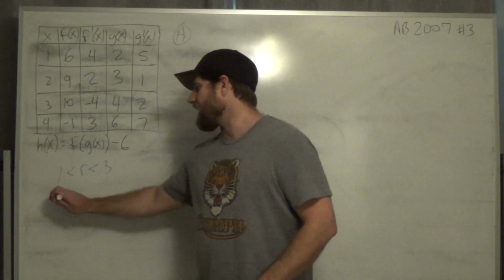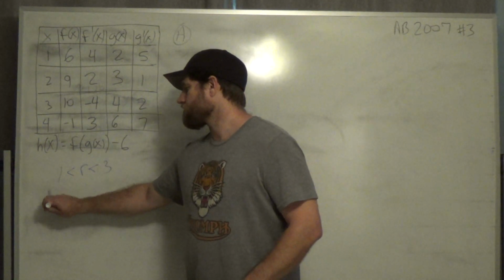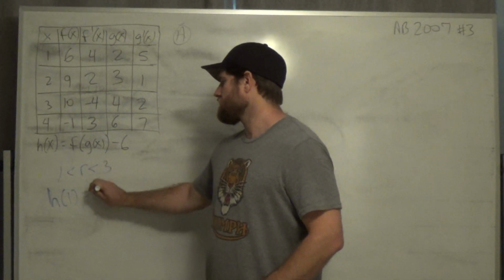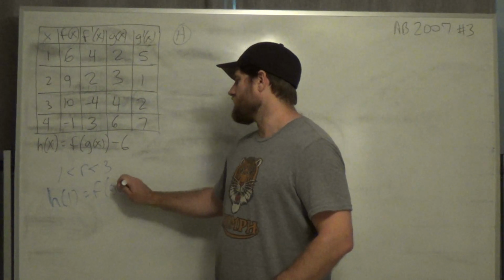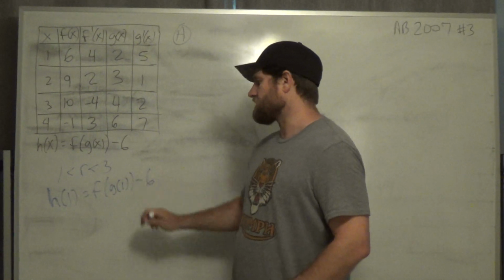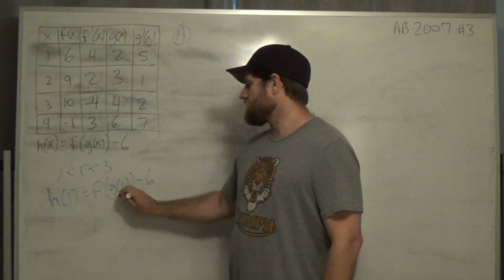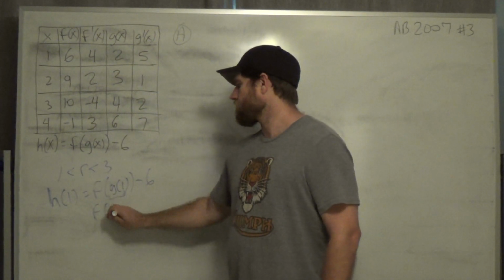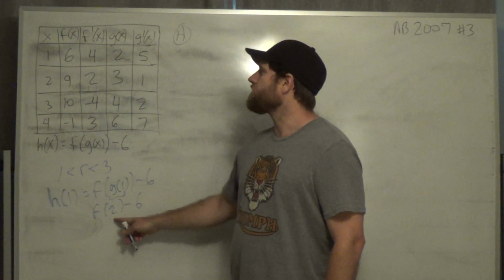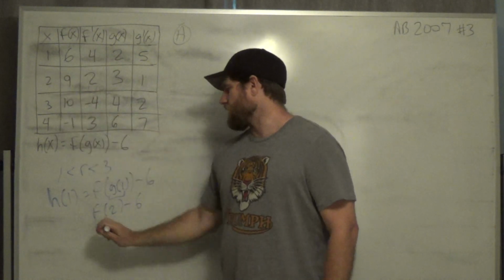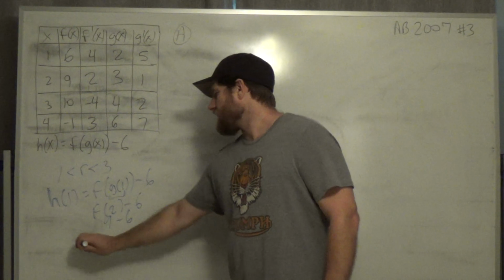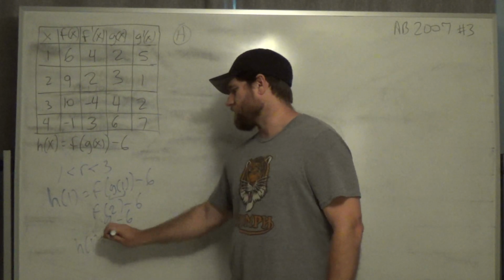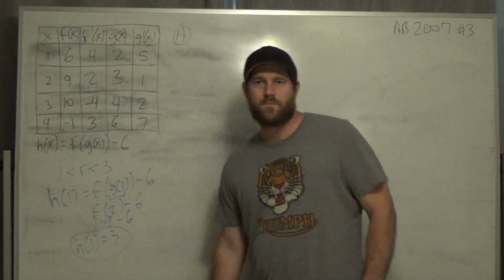So let's go ahead and find h of 1. Alright, h of 1 is f of g of 1 minus 6. And now let's look this up. What is g of 1? G of 1 is 2. And f of 2? F of 2 is 9. And if we do this, we get h of 1 is 3. 9 minus 6 is 3. Okay, that's my first piece of information.